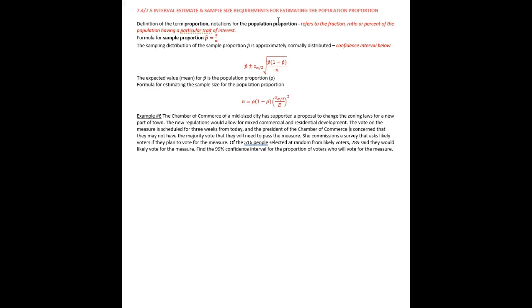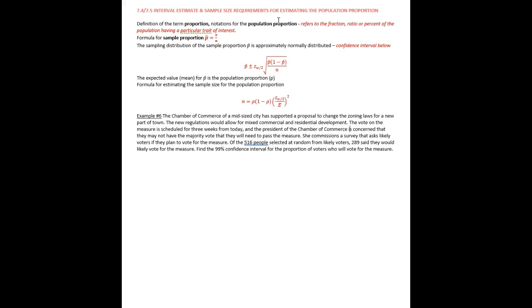Example 6. The Chamber of Commerce of a mid-sized city has supported a proposal to change the zoning laws for a new part of town. The new regulations would allow for mixed commercial and residential development. The vote on the measure is scheduled for 3 weeks from today, and the president of the Chamber of Commerce is concerned that they may not have the majority vote that they need to pass the measure.